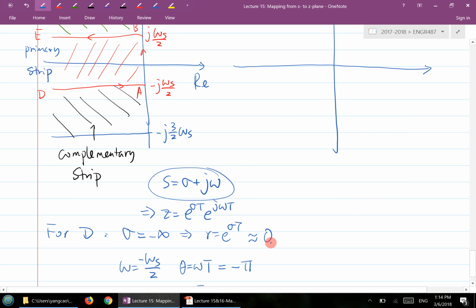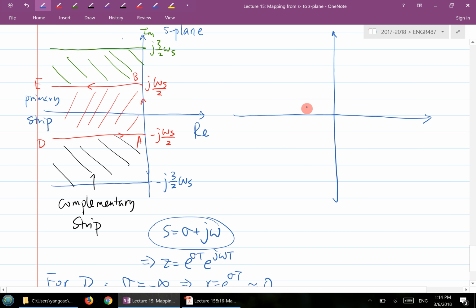If R is 1 and theta is negative pi, how would you draw that vector or complex number? It's basically somewhere here. But now from here you go all the way as close as possible to the origin. So you have a D point somewhere down here, below that horizontal axis, because you've got a negative pi here. Negative pi means from here to here is negative pi.